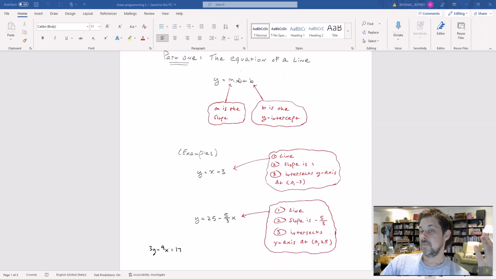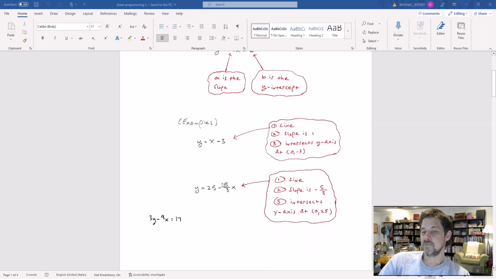Then it says mx plus b, and here I see 1x minus 3. The fact that that's subtracted and not added just means that the y-intercept is negative 3, meaning it intersects the y-axis at negative 3. The coordinates of that point would be 0 for x, negative 3 for y. That's how we would read that one. We know 3 things about it right away: that it's a line, that it has a slope of 1, and it hits the y-axis at negative 3.